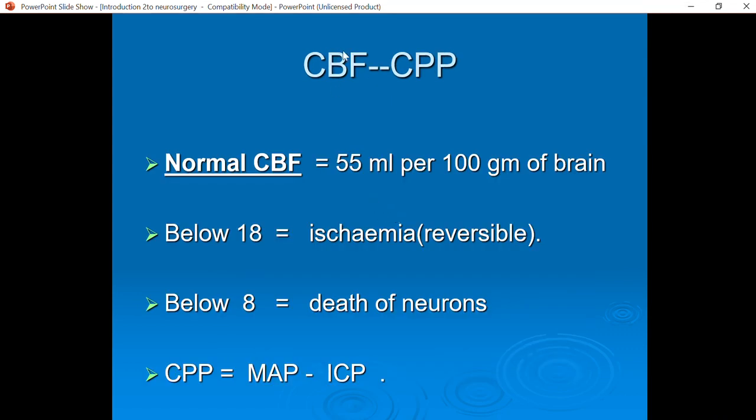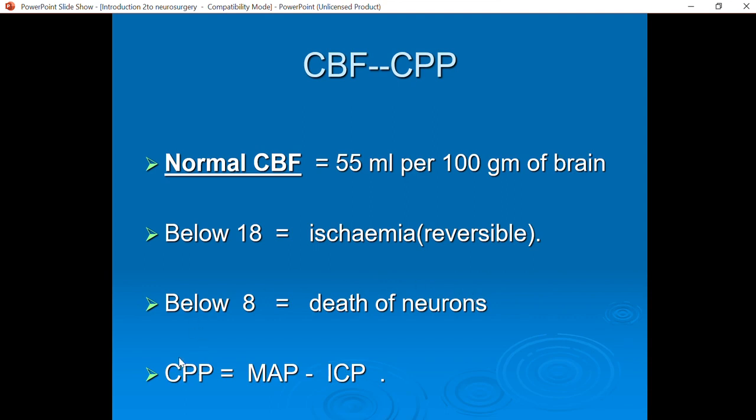The cerebral blood flow and cerebral perfusion pressure. The cerebral blood flow is 55 ml per 100 grams of brain tissue per minute, and this is fixed because of autoregulation. When the cerebral blood flow falls between 18 and 55, there is reversible ischemic damage, and if it is below 8, there is infarction or necrosis or death of the neurons.